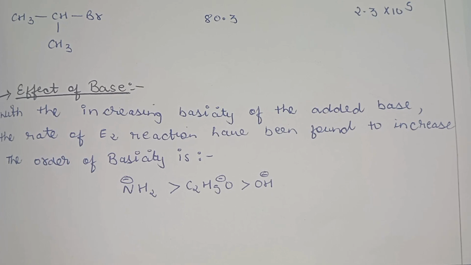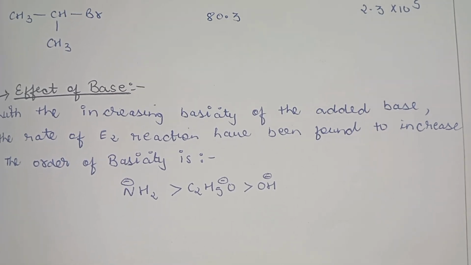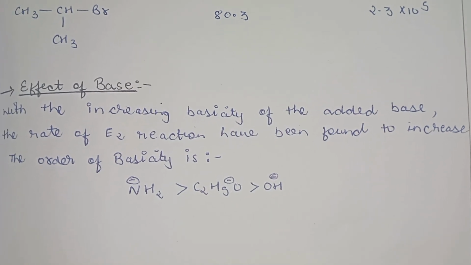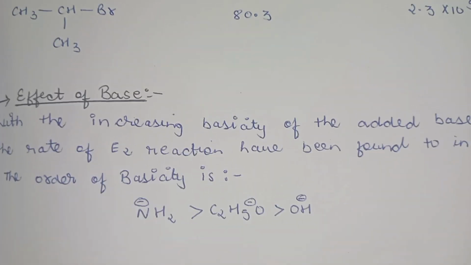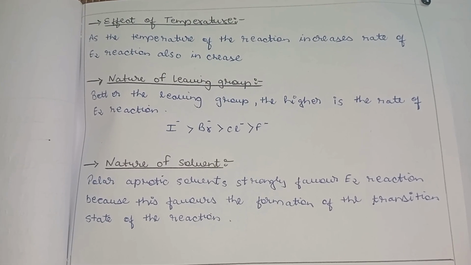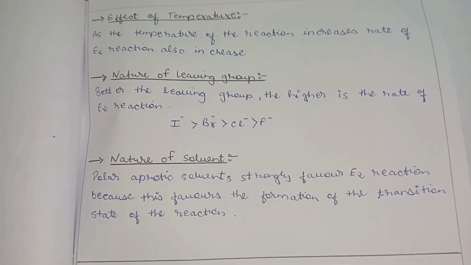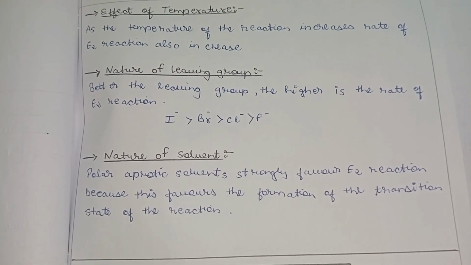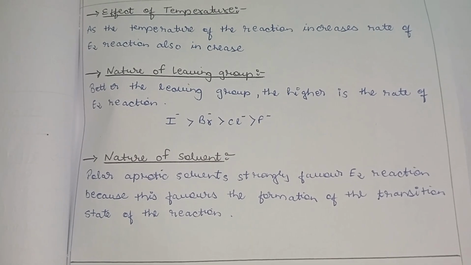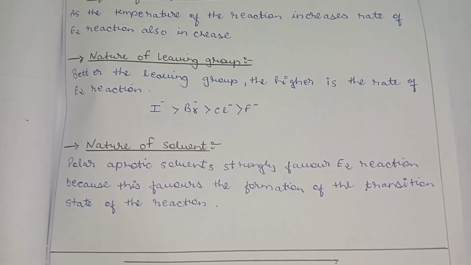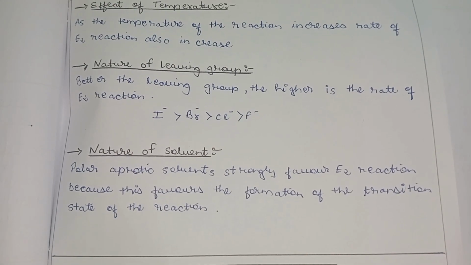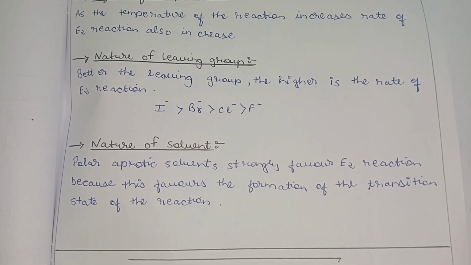Effect of base. With the increasing basicity of the added base, the rate of E2 reaction has been found to increase. This is the order of basicity. Effect of temperature. As the temperature of the reaction increases, rate of E2 reaction also increases. Nature of leaving group. Better the leaving group, the higher is the rate of E2 reaction. This is the order. Nature of solvent. Polar aprotic solvents strongly favor E2 reaction because this favors the formation of the transition state of the reaction.